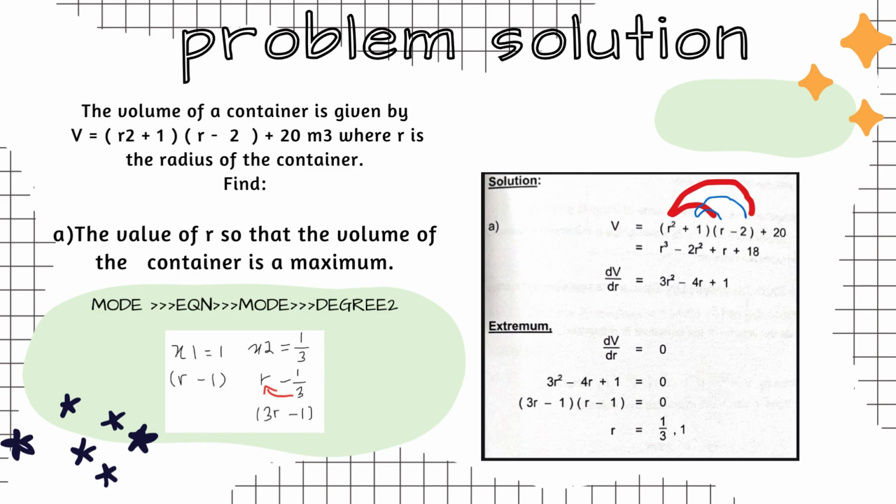(3r minus 1)(r minus 1) equals 0. Then the values of r are equal to 1/3 and 1. So we need to use the second derivative to get the answer. Then we know that 1/3 is the maximum point.